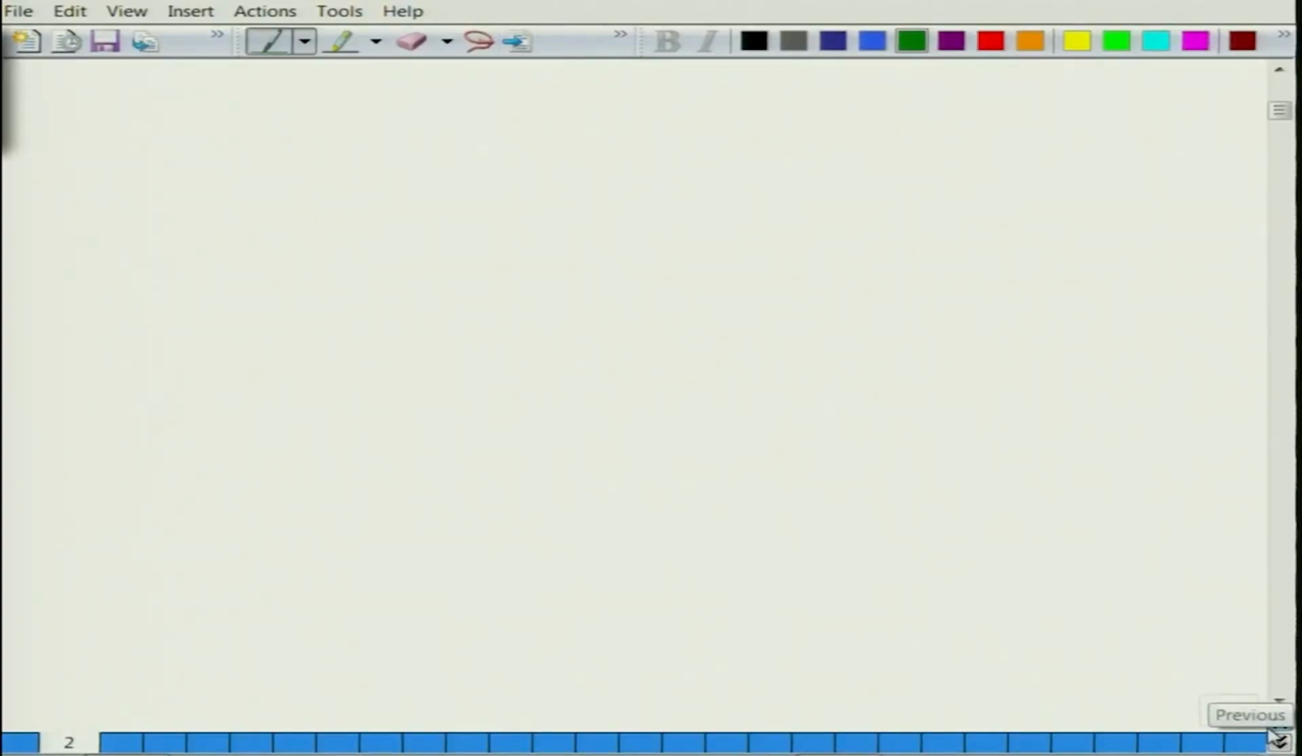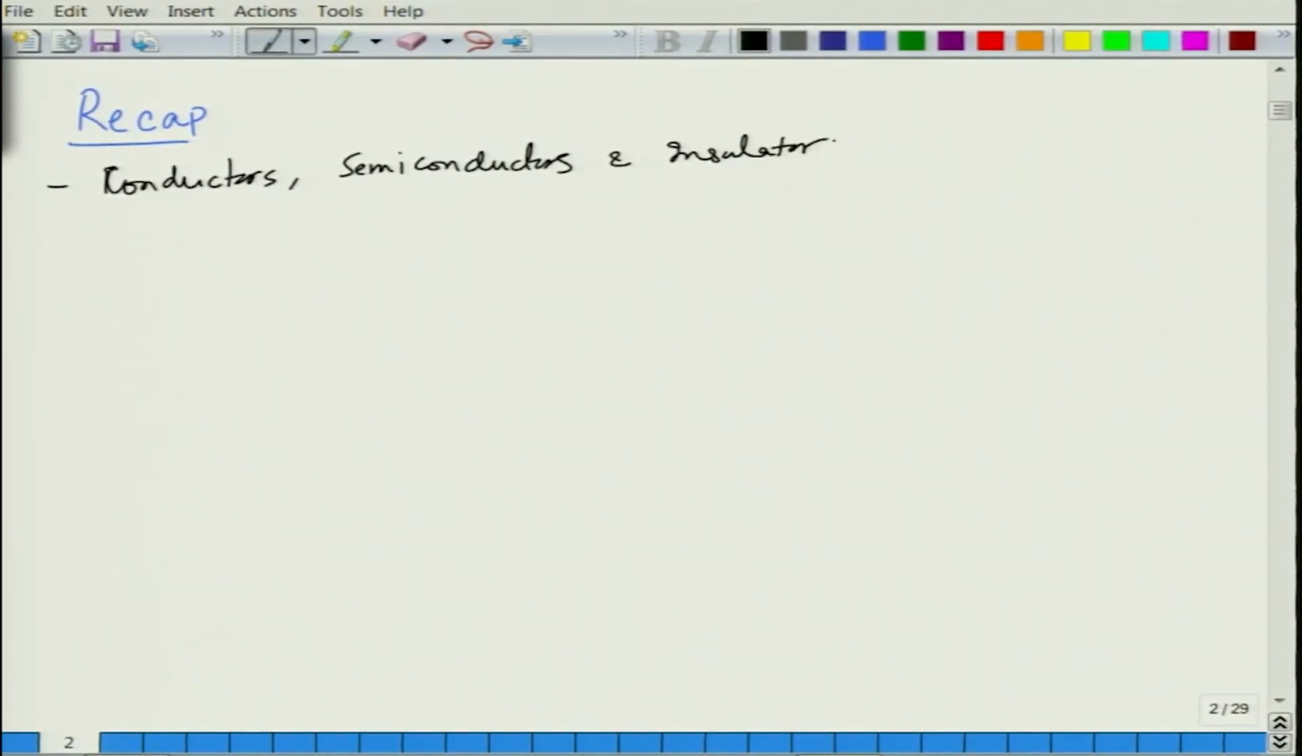So, welcome again to the new lecture of the course, Properties of Materials. Let us just briefly recap what we did in the last lecture. In the last lecture, we gave a brief introduction of conductors, semiconductors and insulators. By and large, most metals are conductors. Semiconductors are known by themselves and insulators are ceramics, glasses, plastics, by and large, okay.